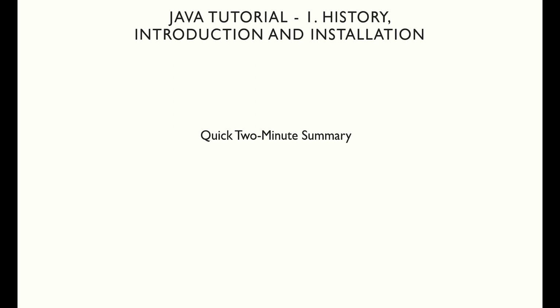JDK contains the Java Runtime Environment, which is an implementation of the JVM. JRE is where compiled Java bytecode programs execute using the JVM. The JVM loads classes, verifies, and executes with the help of the just-in-time compiler. The just-in-time compiler improves performance by translating bytecode into native machine language.